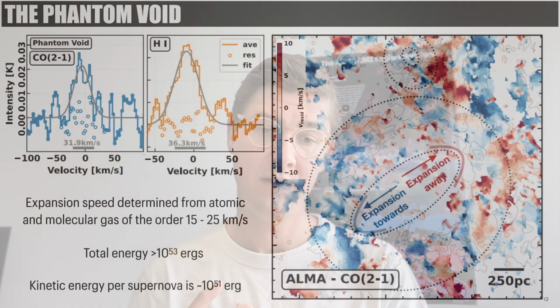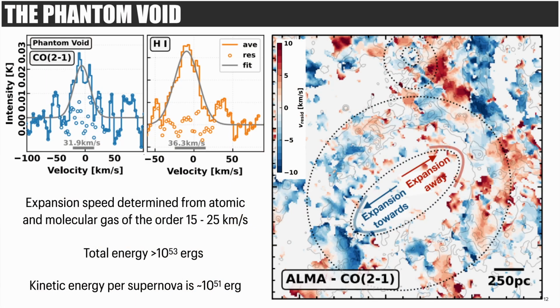And of course, we can then calculate a total kinetic energy budget of the bubble as well, given the previous mass estimates. And we find that the total kinetic energy is around 10^53 ergs, which is a lot of energy. Just for context, the typical supernova injection energy is around 10^51 erg. So this is a significant energy input if we were to drive this by supernovae.